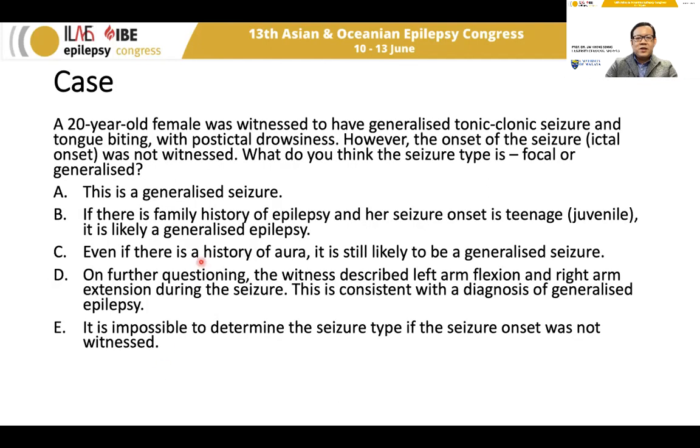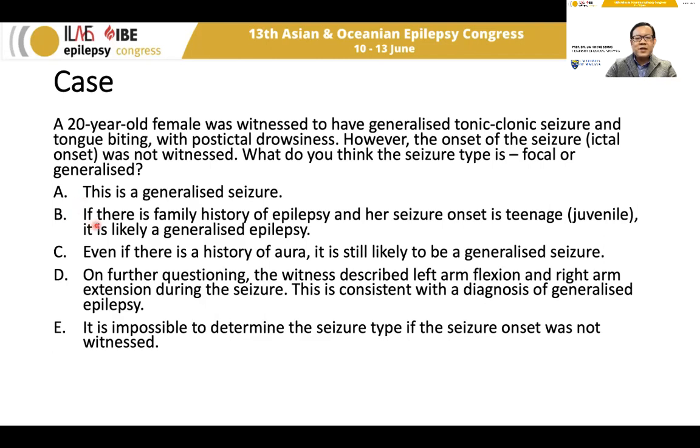So this is a multiple choice question, MCQ. A 20 year old female was witnessed to have generalized tonic-clonic seizures and tongue biting with post-ictal drowsiness. However, the onset of seizures was not witnessed. We are unsure whether this is a focal seizure or a generalized seizure. So, A, can we conclude that this must be a generalized seizure? Answer is no, we cannot, if there is no witnessed ictal onset.